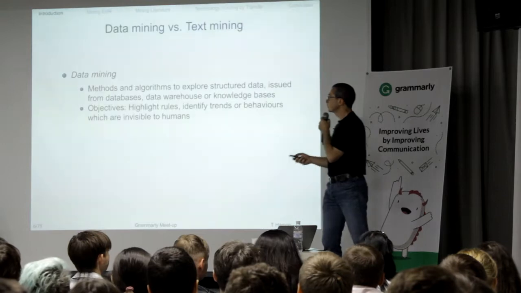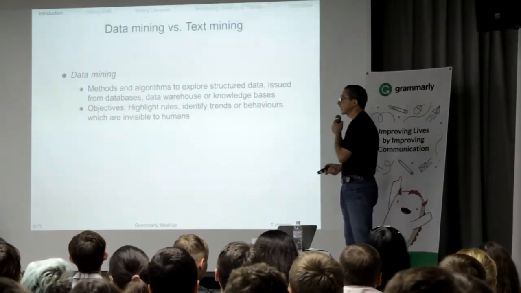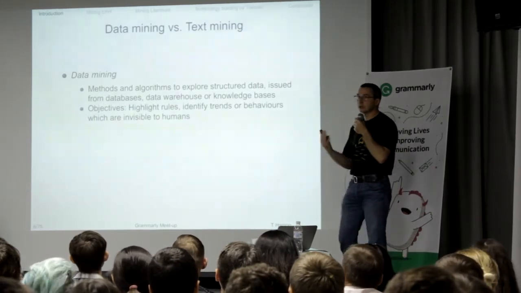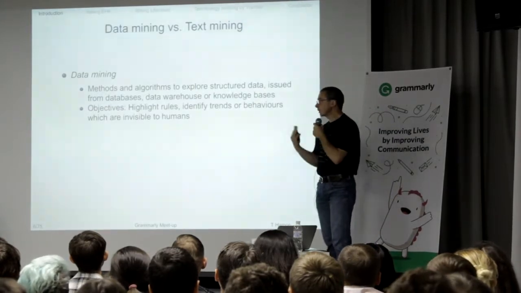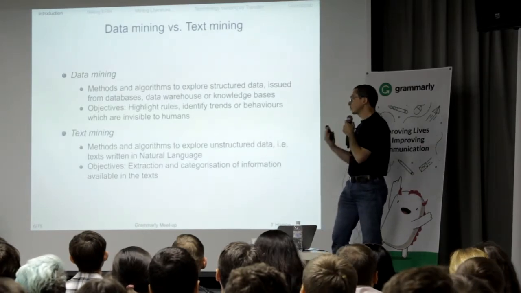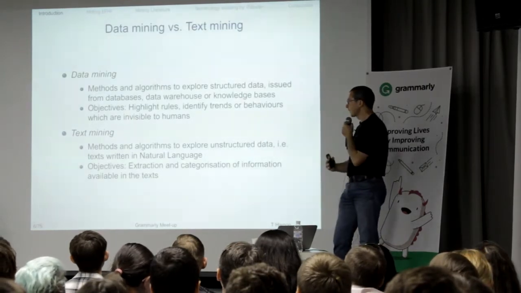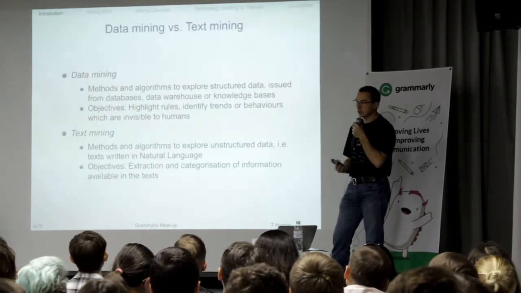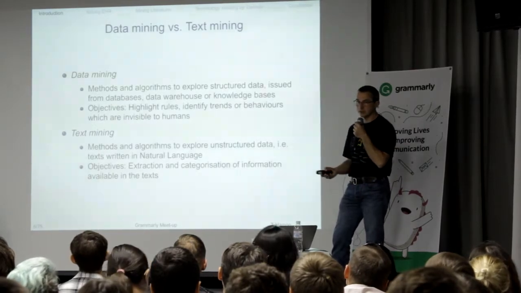Just to make the difference between both, usually data mining can be defined as the methods and algorithms to explore structured data. The objective is to identify rules, trends or behaviors which are not visible by humans. Usually text mining is more the development of methods or algorithms to explore unstructured data. The idea is to extract, identify and characterize the information which is available in the text.